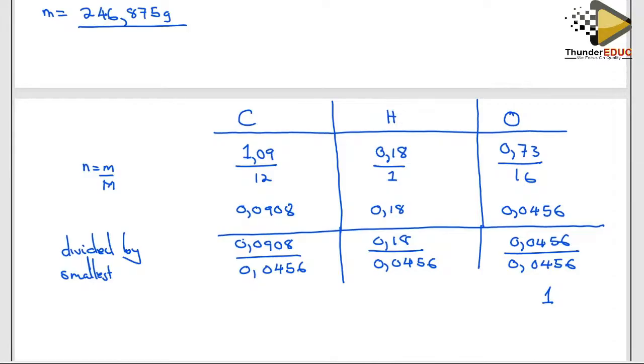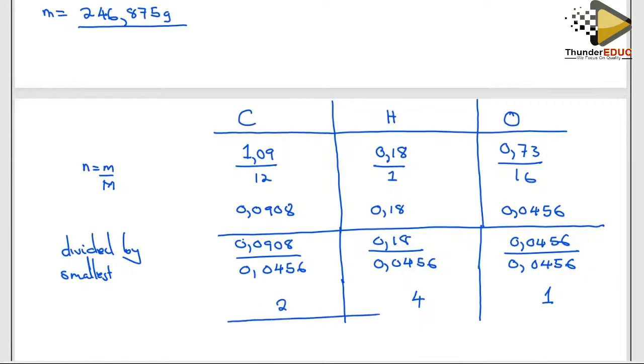Then I proceed to 0.18 divided by 0.0456. I'm getting a value of 3.94, and if I round it off I get 4. Then I proceed to the last one, which is carbon: 0.0908 divided by 0.0456. I'm getting a value of 1.99, which rounds off to 2.